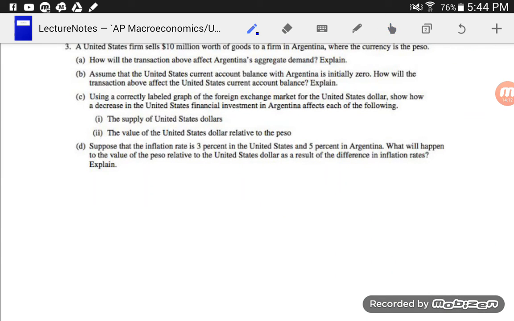Question number 3, a United States firm sells $10 million worth of goods to a firm in Argentina where the currency is the peso. How will the above transaction affect Argentina's aggregate demand? Well, if the people in Argentina are buying them from the U.S., remember, aggregate demand is consumption plus investment plus government spending plus net exports, or exports minus imports.